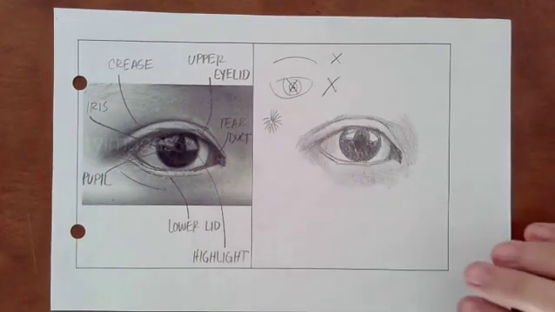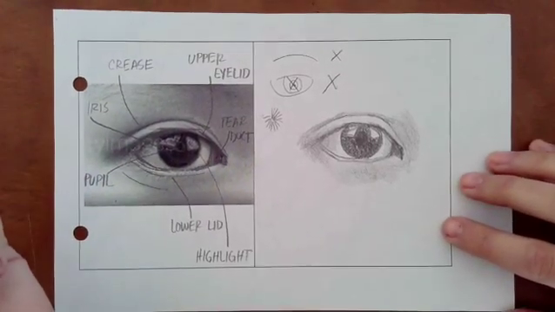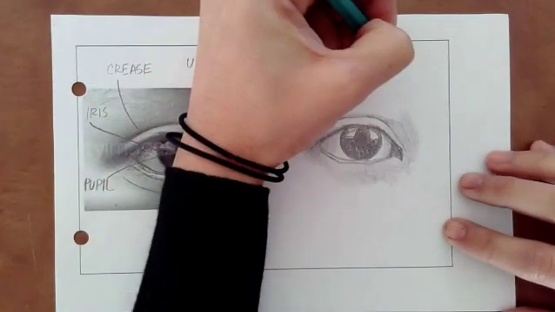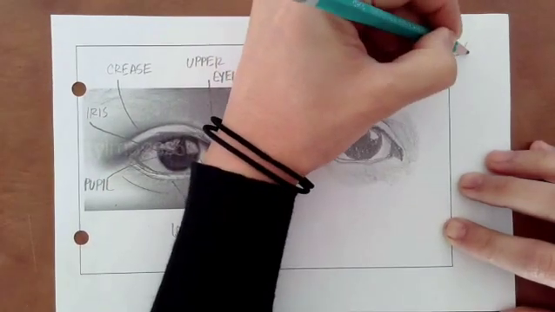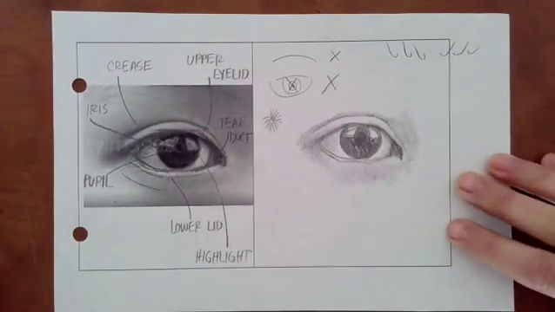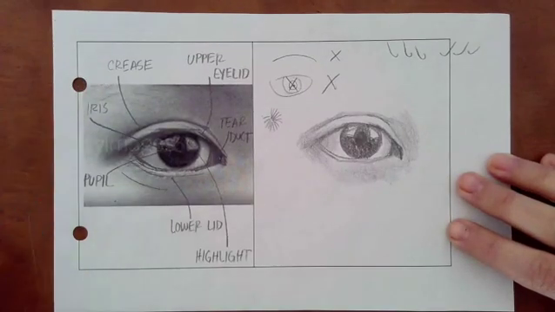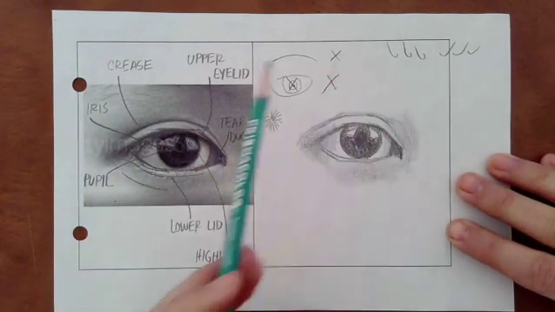Now I'm going to go ahead and add in the eyelashes. I like to think of the eyelashes as little Nike signs. So just going up and up and up and up. You can do it. Everyone's eyelashes are going to look a little different. So this is one way to do eyelashes.